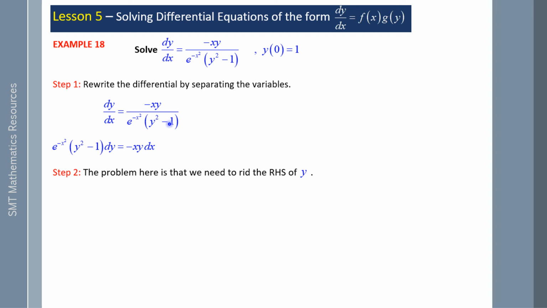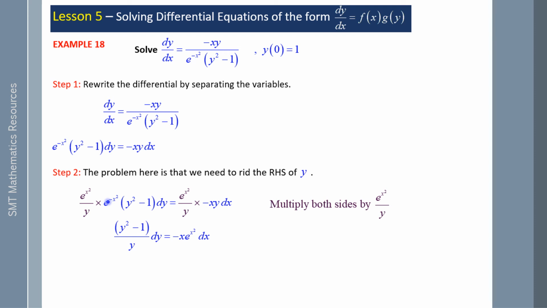The problem here is that we need to rid the right hand side of y. So to do that, we're going to multiply both sides by e to the x squared over y. I'm going to multiply the left hand side by e to the x squared over y and the right hand side by e to the x squared over y. So what's going to happen here is you've got your e to the x squared and your e to the negative x squared, and by doing so, you would have e to the 0, which is 1. So now I'd have the y squared take 1 over y in terms of dy. Here, the y's are going to cancel out, and I'm left with negative x e to the x squared dx.